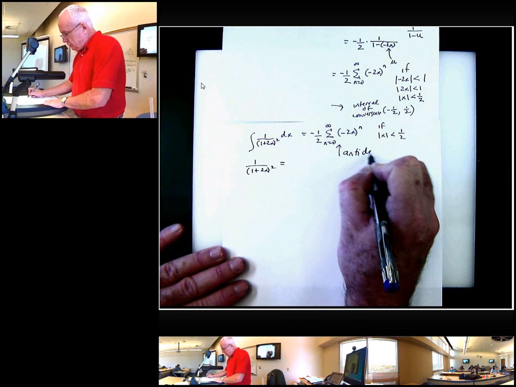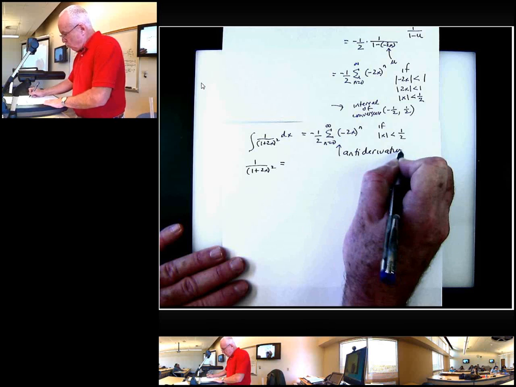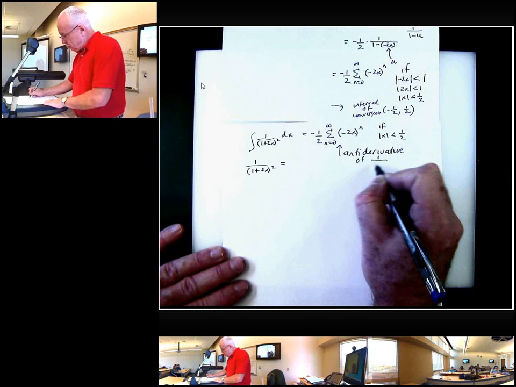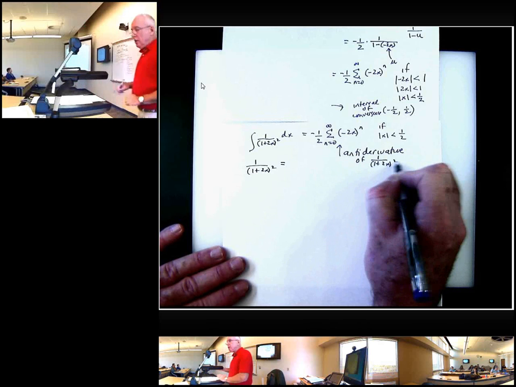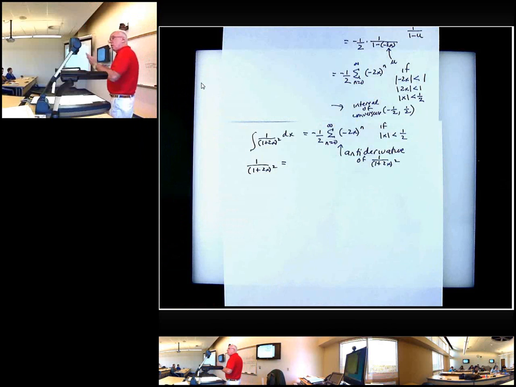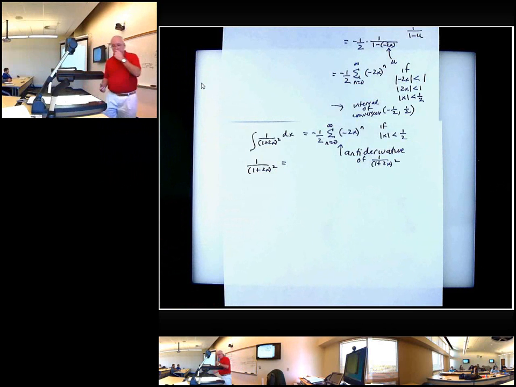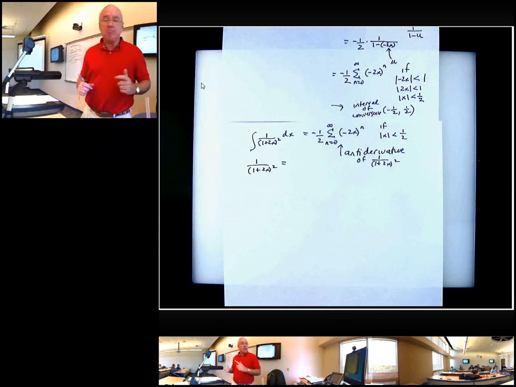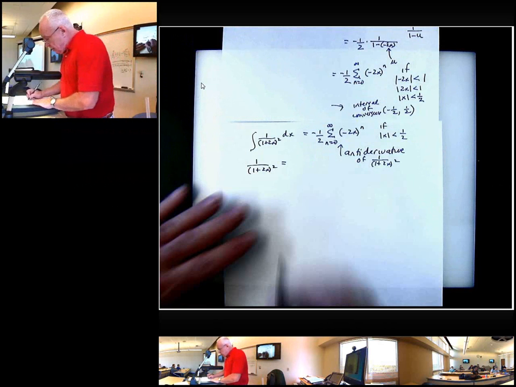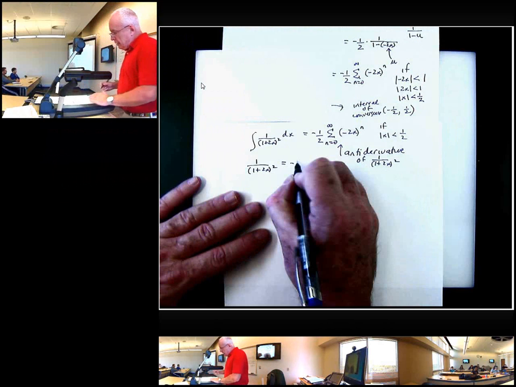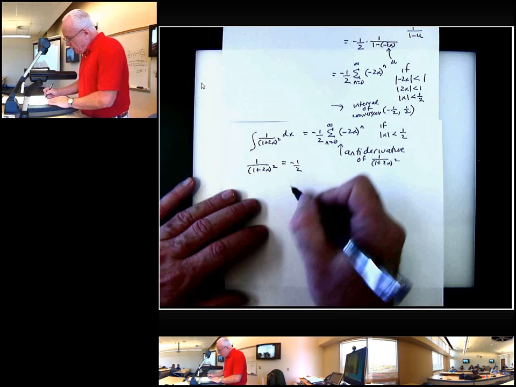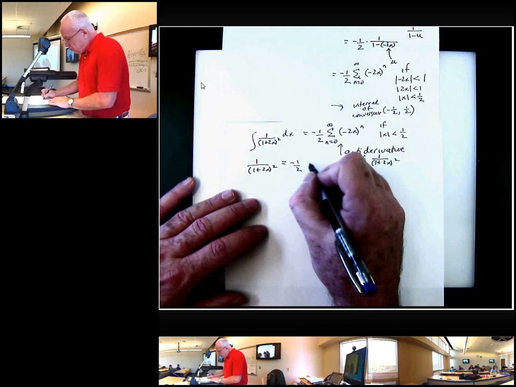The antiderivative of 1 over 1 plus 2x squared. So to get to 1 over 1 plus 2x squared, we have to take the derivative of this. Everybody okay with that? So this is going to be -1/2. Okay, we'll do it this way.